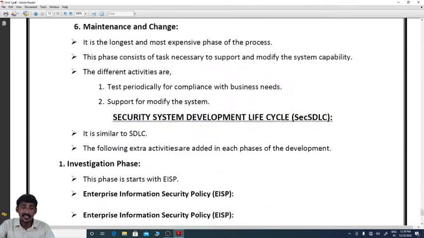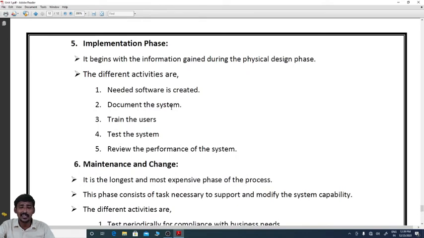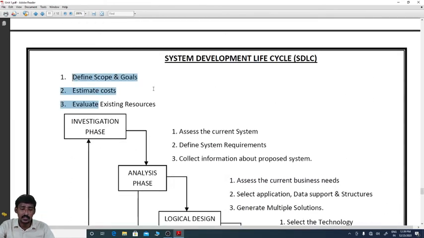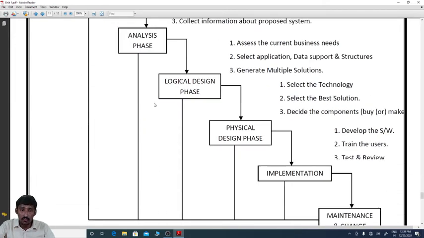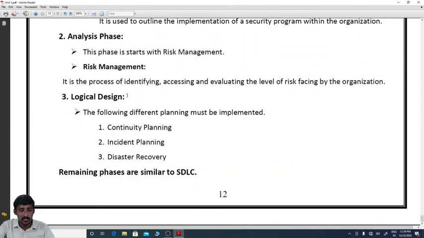So this is the SDLC that will be followed. Even in order to apply the security SDLC, only small changes need to be added. The investigation phase is the starting phase of your system. Here in investigation, we are going to define a scope or goal, estimate cost, and also evaluate your existing resources. Along with that, we need to define the EISP, that is called Enterprise Information Security Policy.